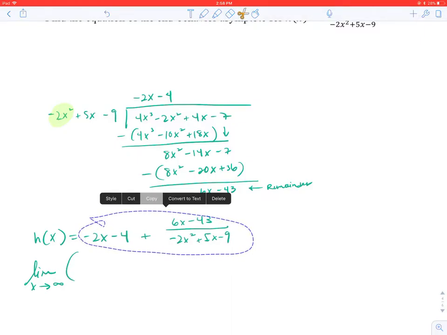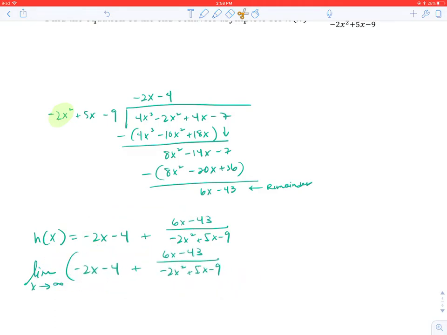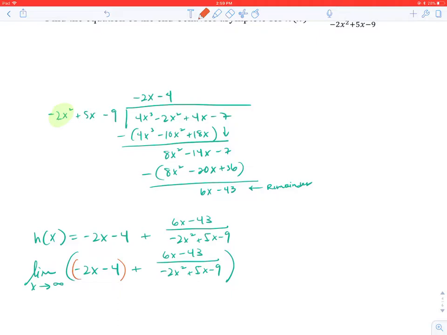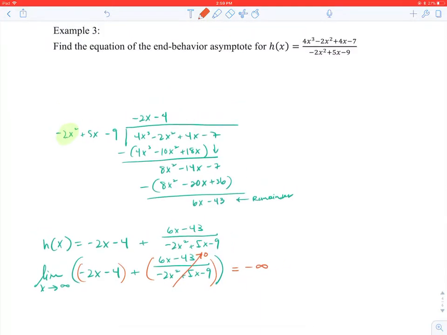I'm just going to copy and paste. And we thought about applying limit laws, where I'm going to say that's one piece of the function, this is the other. Notice that the limit of 6x minus 43 over negative 2x squared plus 5x minus 9 is going to be 0, since the degree of the numerator is smaller than the degree of the denominator. And then the limit of negative 2x minus 4 would be, it's a line with a negative slope, so it would be negative infinity. And we've already evaluated these limits, right?